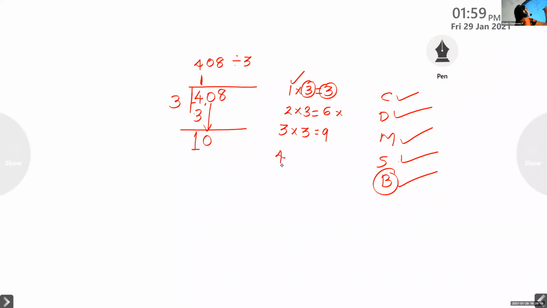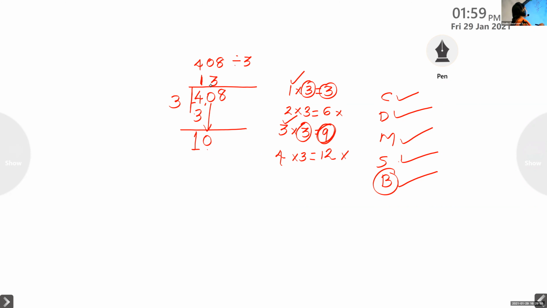4 threes are 12. See, our dividend is 10. Can we take 12? We cannot take 12 because it is greater than 10. Which one can we take? 9. 9 divided by 3 is equal to 3. That we can write on the top as quotient.